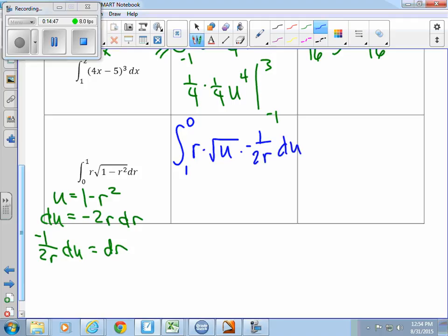The r's cancel. So I get the integral from 1 to 0, 1/2 u to the 1/2. Any questions so far? No, because the square root of u was on the top, outside of it. Oh yes, thank you. You're right.